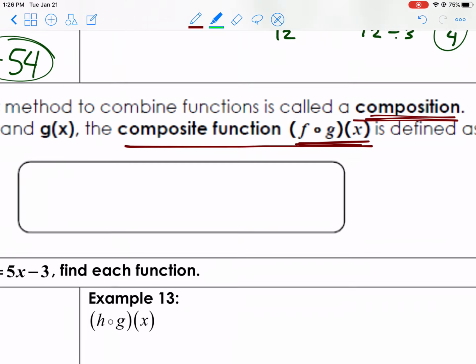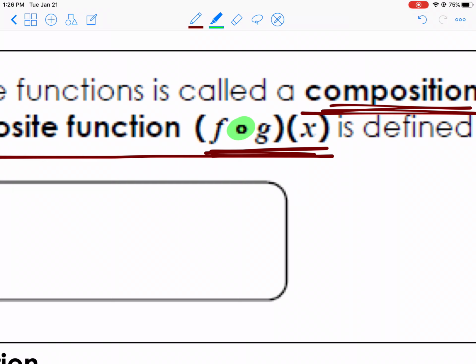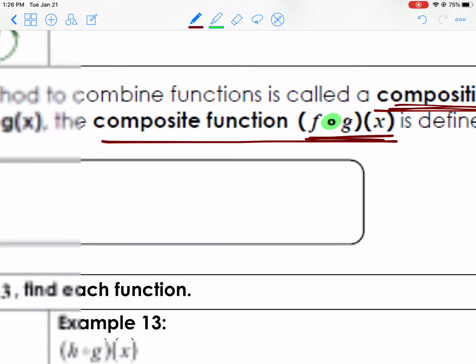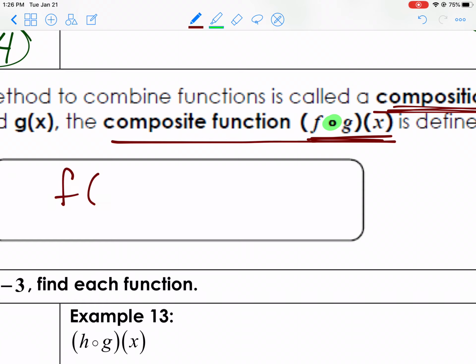Well, one distinguishing characteristic is this. It looks like a multiplication symbol, but hollow inside. That means composition. So it does not mean multiply. It's telling us to do this unique thing. What we're going to do is find f of g of x. And I want you to put in your notes to start here. We always want to start with what's inside and then work our way to the out.